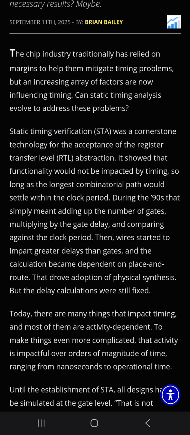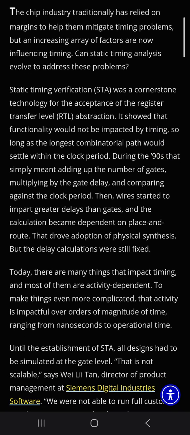Static timing verification, STA, was the cornerstone technology for the consistency of the register transfer level. It shows that functionality would not be impacted by timing so long as the longest combinatorial path would settle within the clock period.